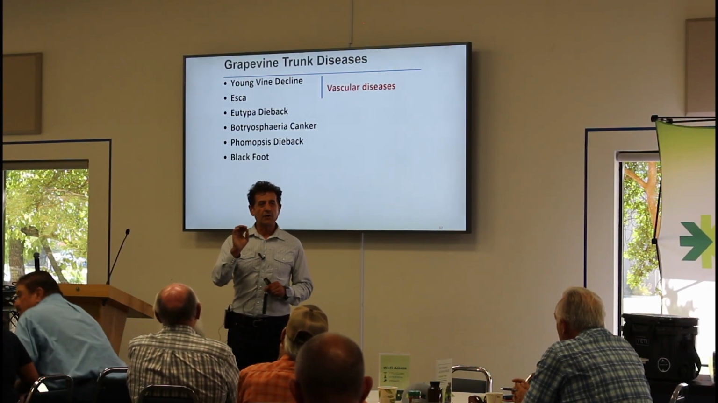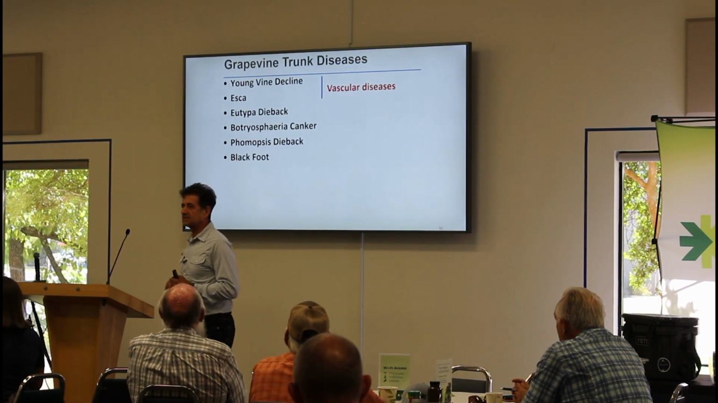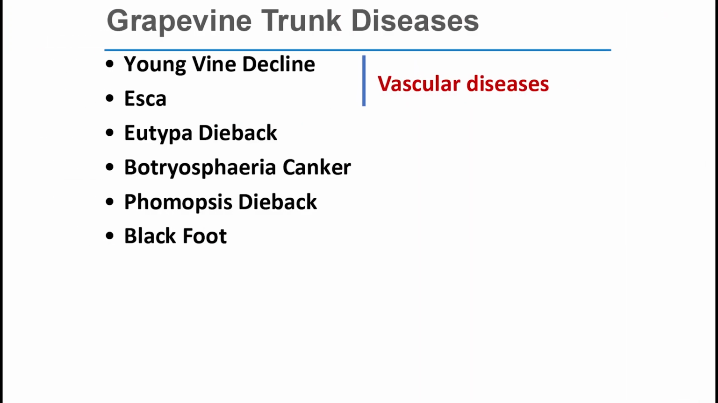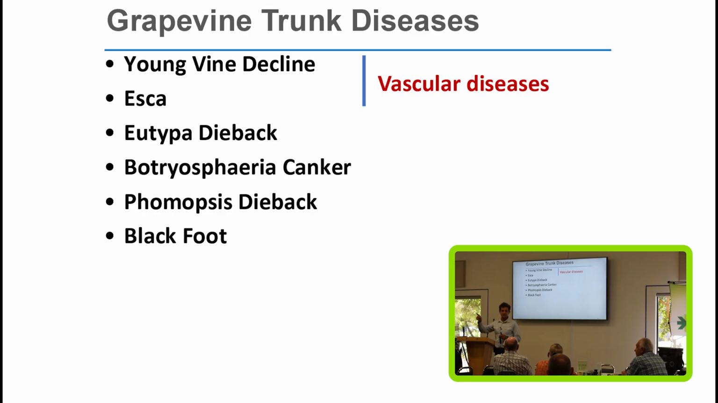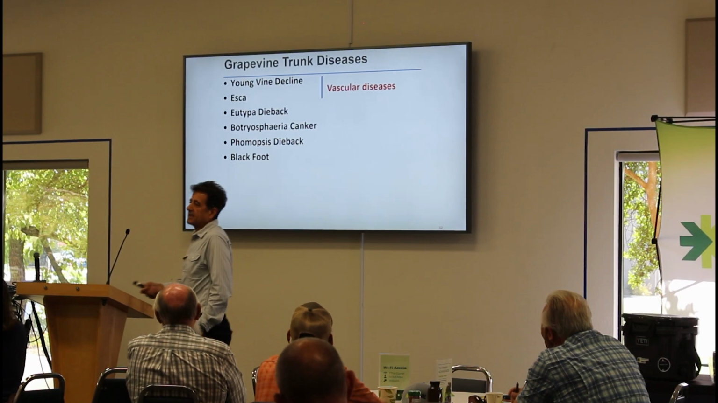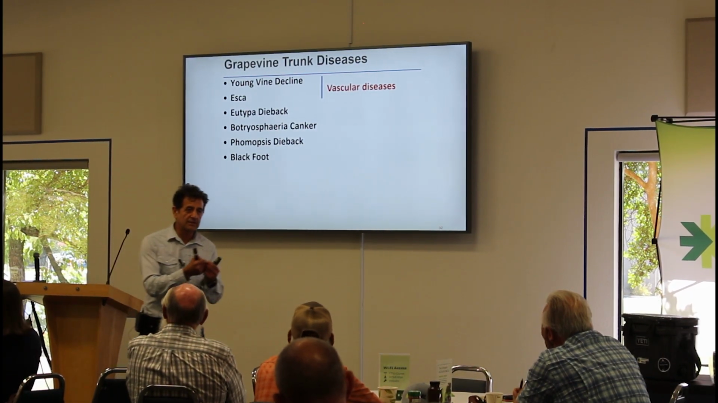How many of you have heard about the grapevine trunk diseases? One, two, that's good, three, but we are going to go into this. Grapevine trunk diseases used to be known as young vine decline, ESCA, Eutypa dieback, bot canker or Botryosphaeria canker, Phomopsis dieback, and black foot. Now they are all known as the grapevine trunk diseases because they colonize the woody part of the plant.